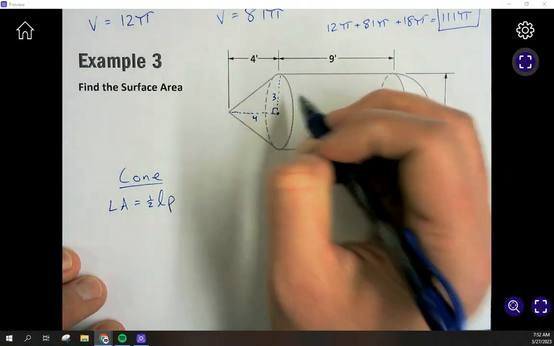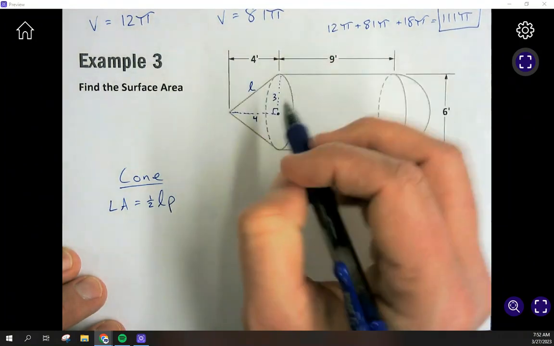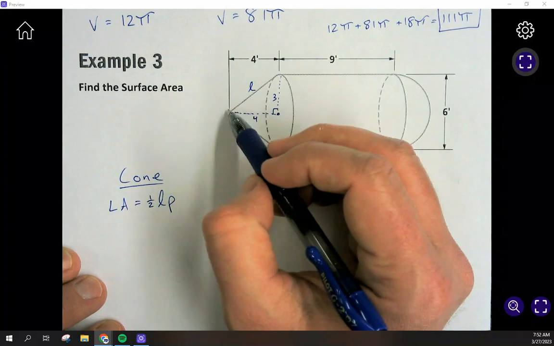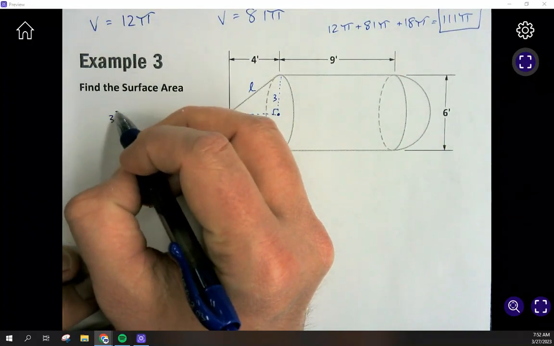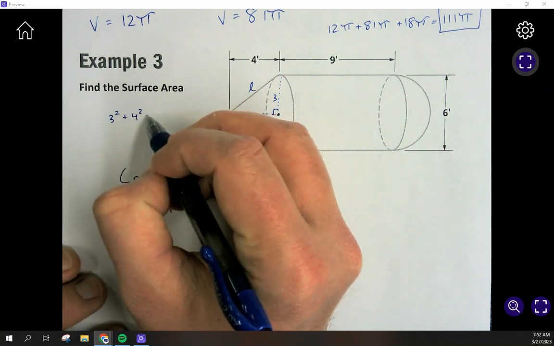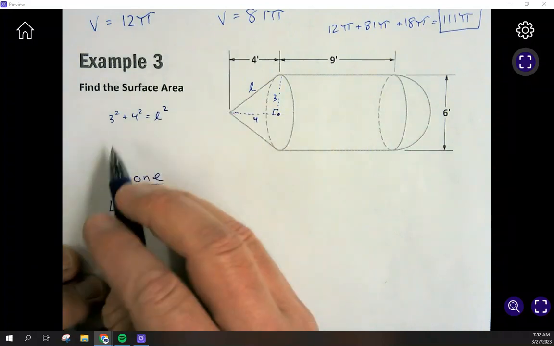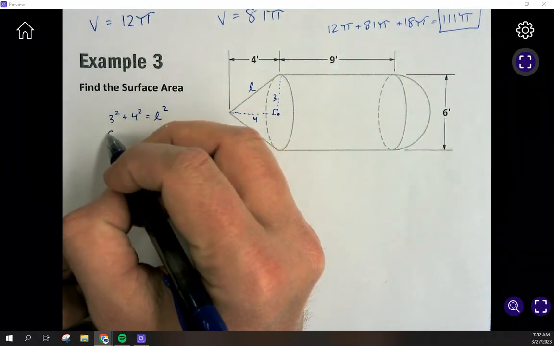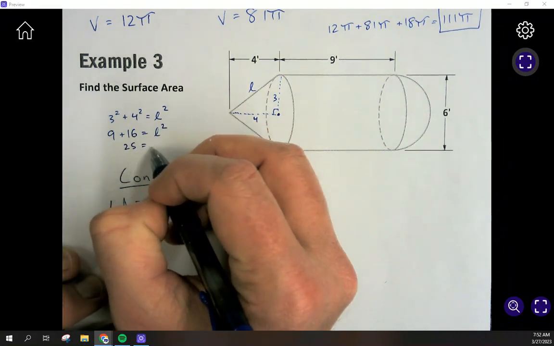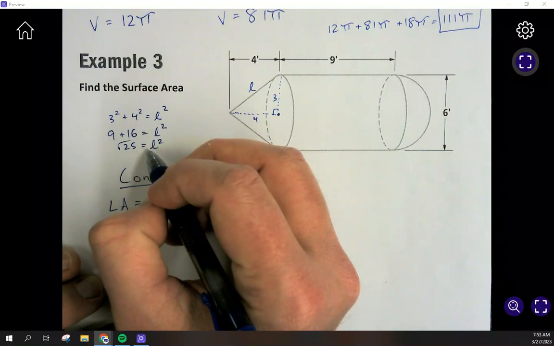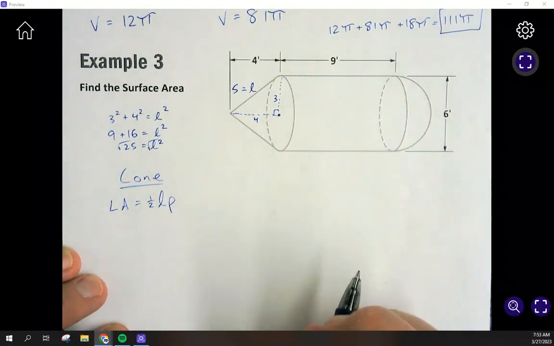So that forms a nice little right triangle, which we can use the Pythagorean theorem on. Remember, the slant height is out here. This is the height or the altitude, and this is the slant height. So we got to do some quick Pythagorean theorem to find the slant height. These are my legs. My C is the slant height. So A squared plus B squared equals C squared. That's 9 plus 16. So I get 25. And then I'm going to square root that. And so my slant height here, the square root of 25, is 5.